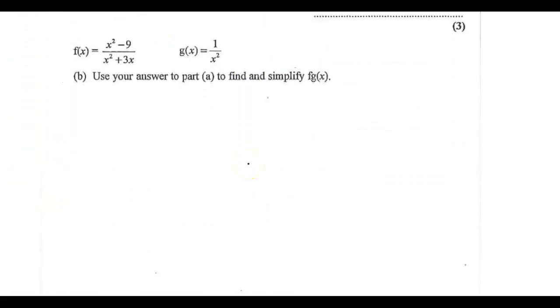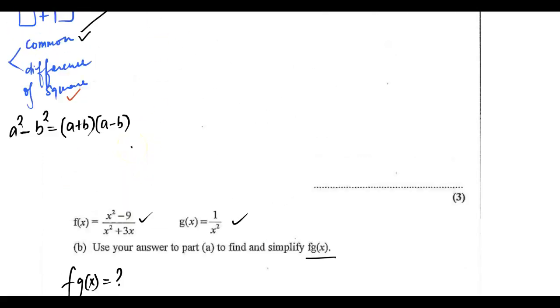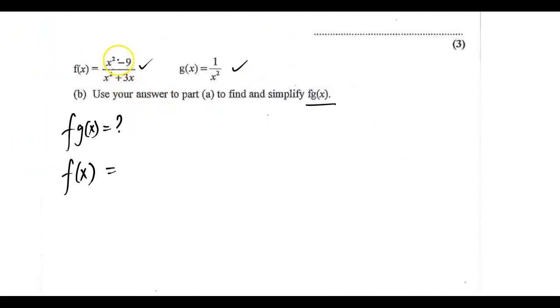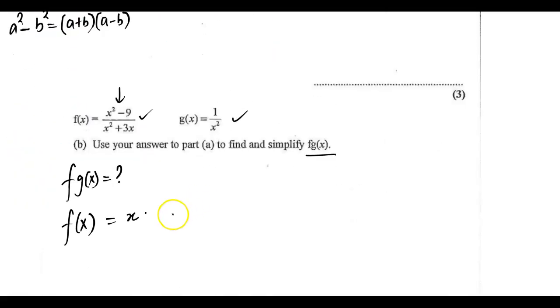Let's switch to the next question. So f(x) is this, like they copied it. g(x) is a new function added. We have to find f of g(x). So f of g(x) we have to find. How do we do that? What did we get for f(x)? The final thing, the simplified form, x minus 3 over x. Obviously, if you take the other one, you will complicate yourself a lot. So f(x) is x minus 3 over x.